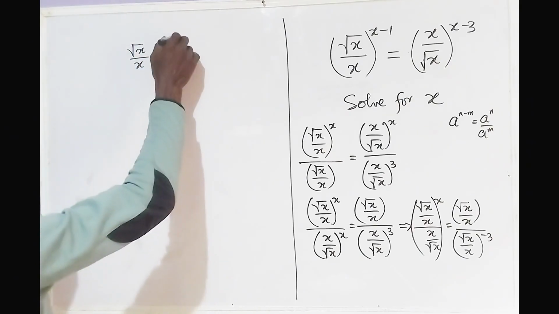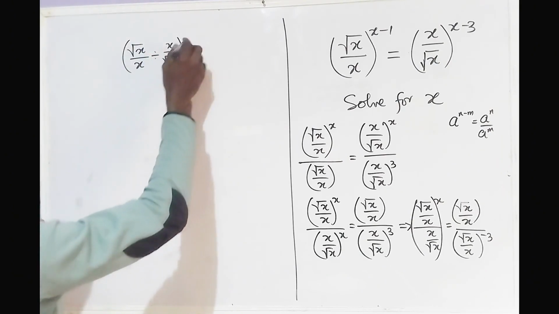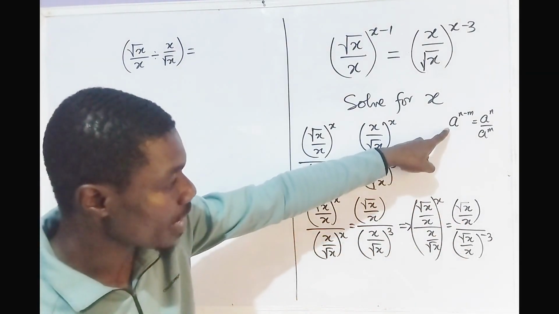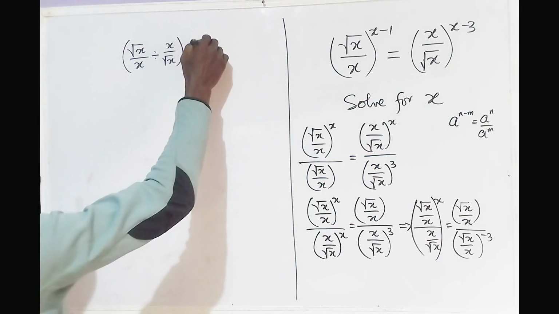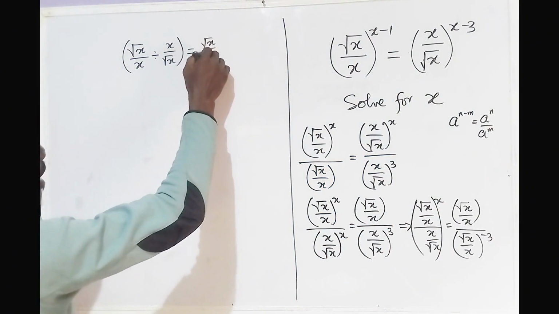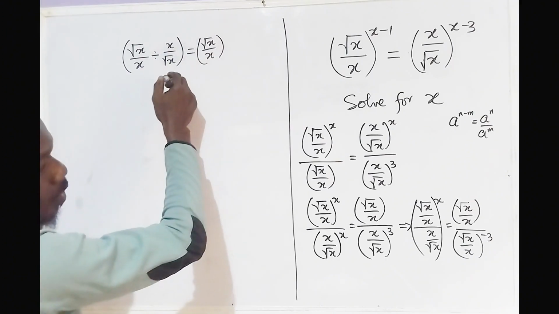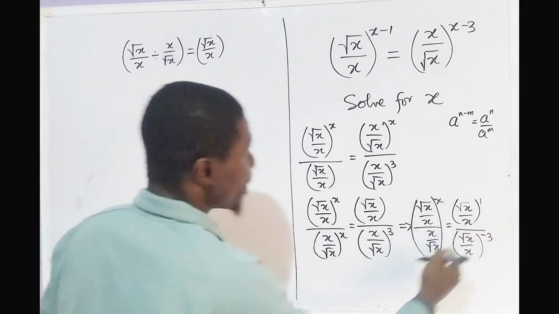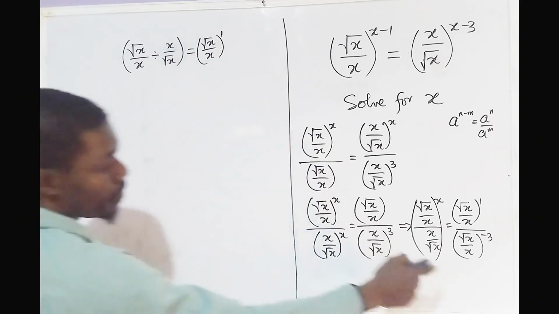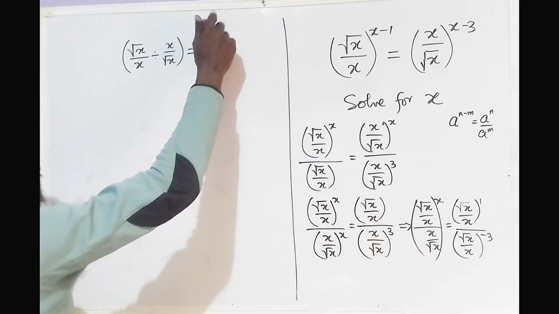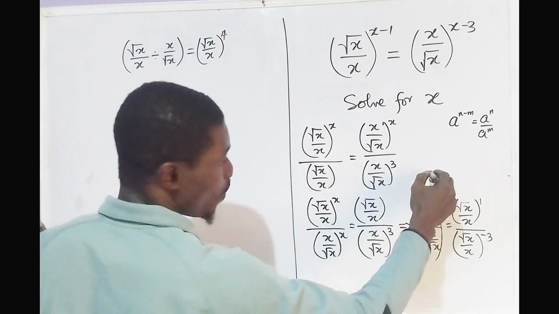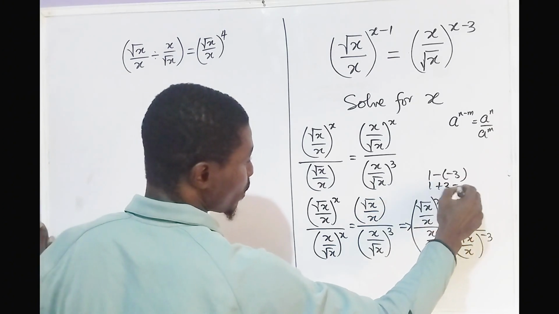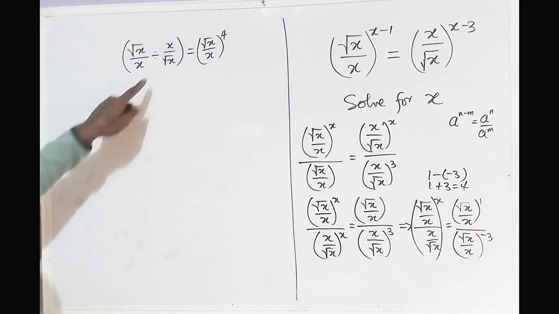Why I'm doing this is just for us to understand all the concepts. Then equals, now since they have the same base, we can apply this rule here. So we have the square root of x all over x all raised to the power of, take note, this is 1, so this will be 1 minus minus 3. So 1 minus minus 3 will give us 4. Yes, 1 minus minus 3 will be 1 plus 3, giving us what? 4.